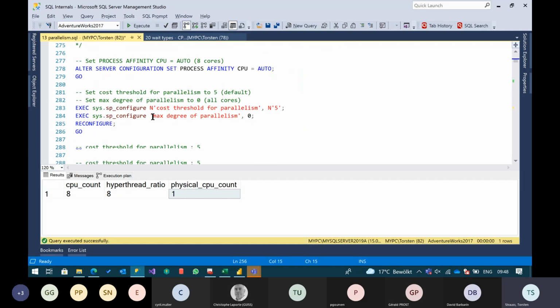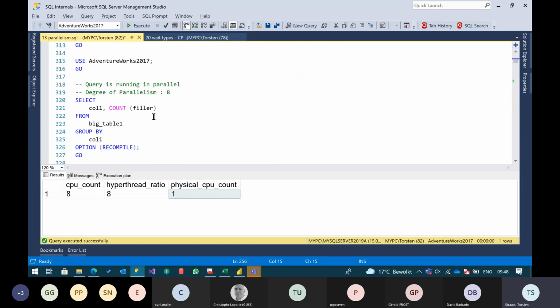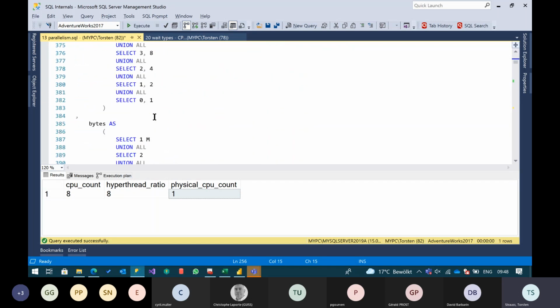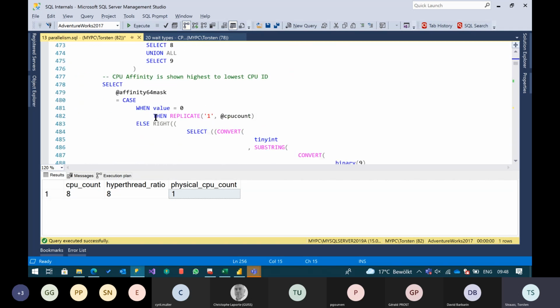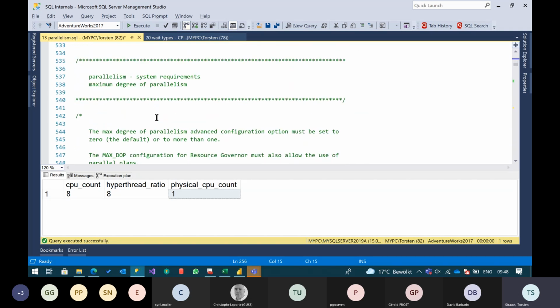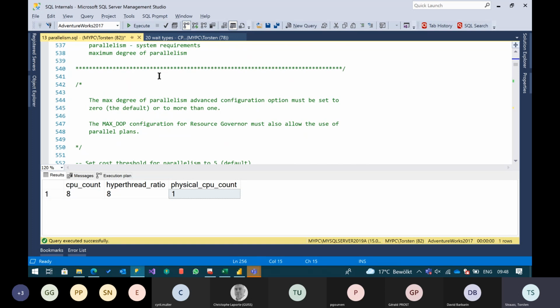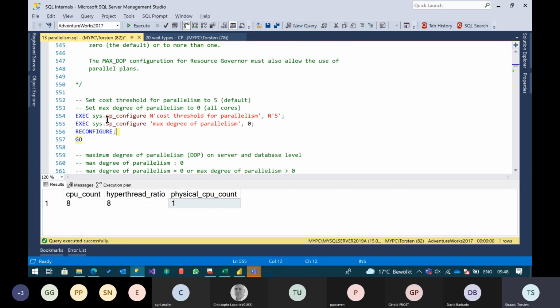Okay, so the processor affinity I already explained. I would like to skip this because again, it will take time just to explain how it works. So therefore, I want to go to maximum degree of parallelism. So let me execute a query. And before I'm executing the query, I want to ensure that cost threshold for parallelism is set to 5 and maximum degree of parallelism is set to 0. That means SQL Server can run queries in parallel whenever your cost threshold, your estimated costs are bigger than 5.